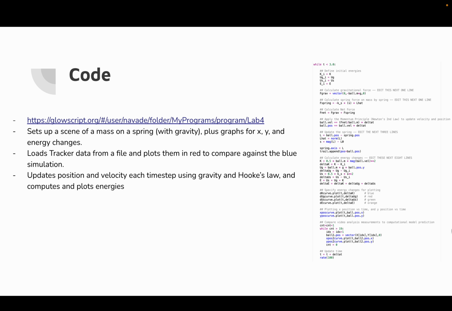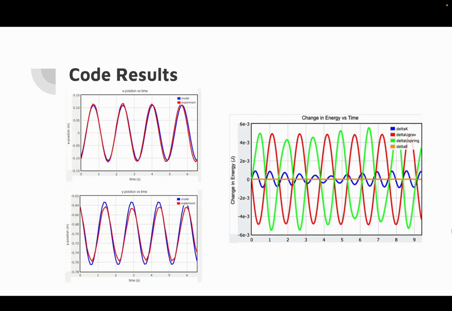My GlowScript program, which you can see on the right, sets up the scene with the mass attached to a spring under gravity. It creates graphs for X, Y, and the energy. It loads the Tracker data file and plots that data in red while the simulation runs in blue, so the comparison is visible. Each time step, the code updates momentum and position with gravity and spring force and computes kinetic, gravitational, spring, and total energy for plotting purposes. And here are the graphs that the code produced, and I'll discuss the results on the next slide.